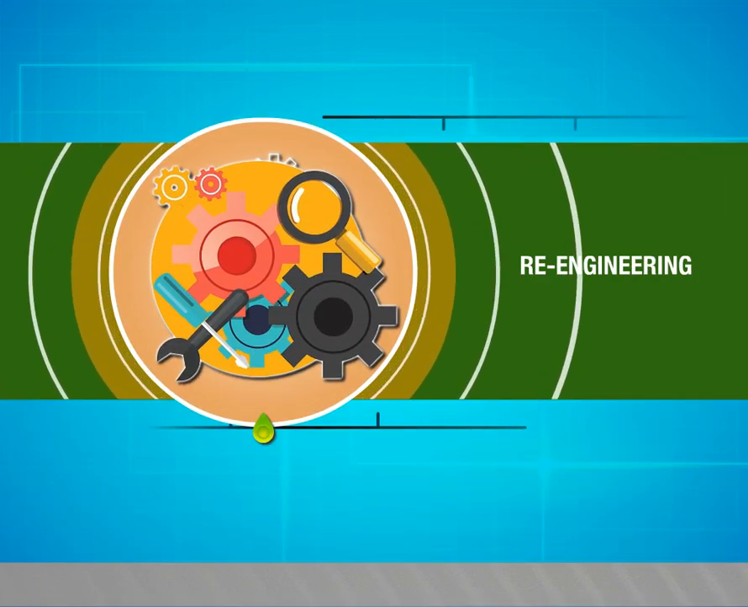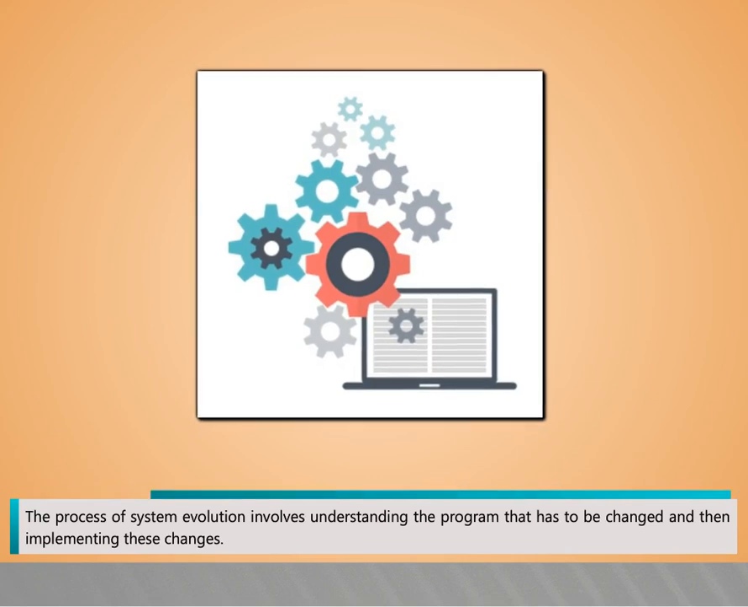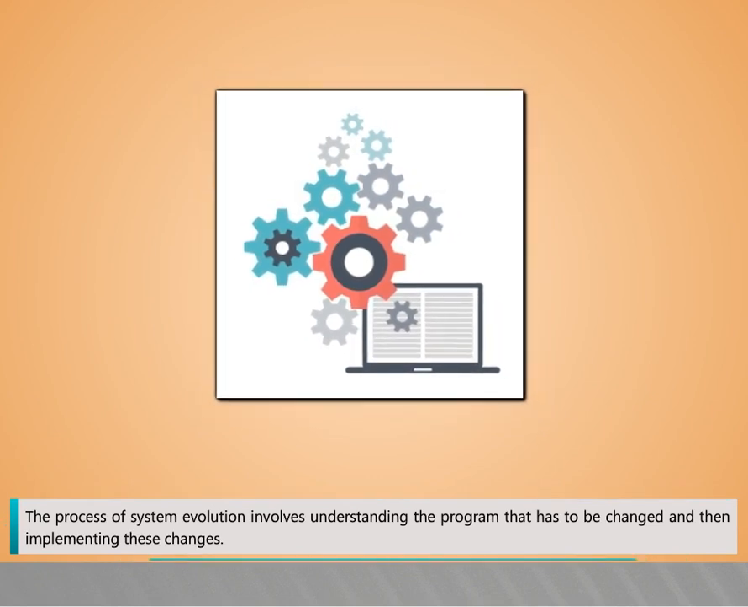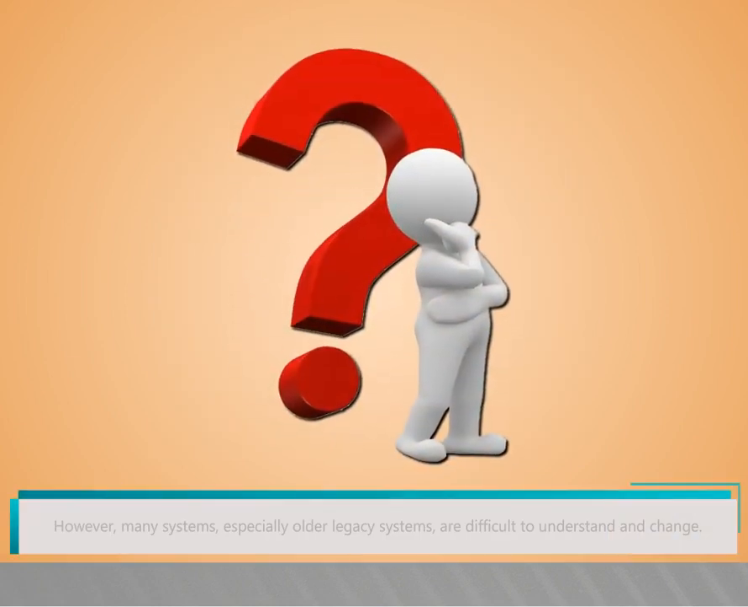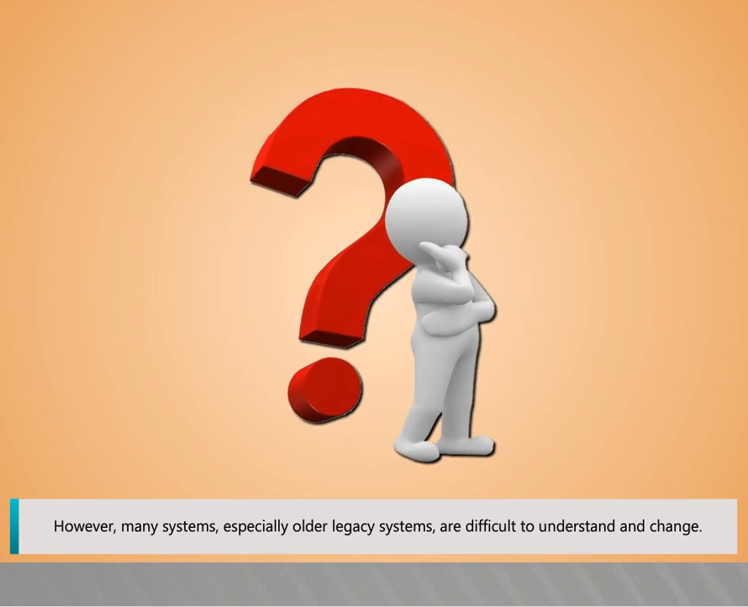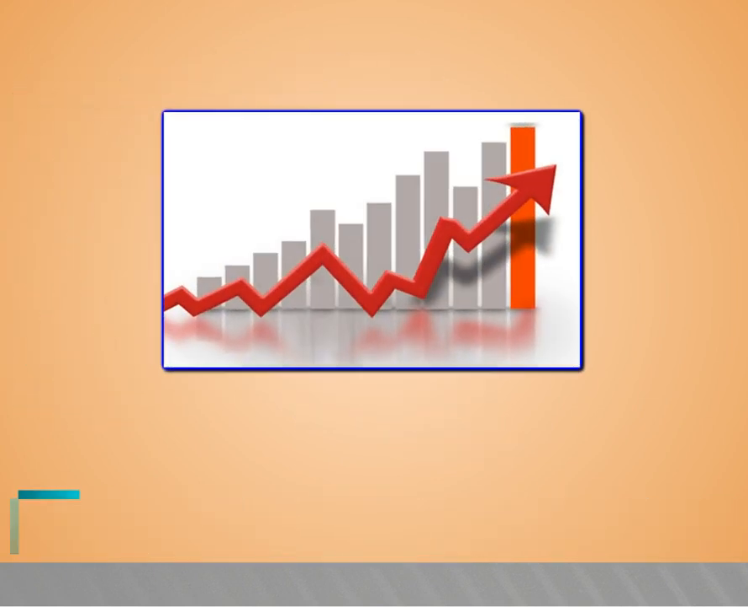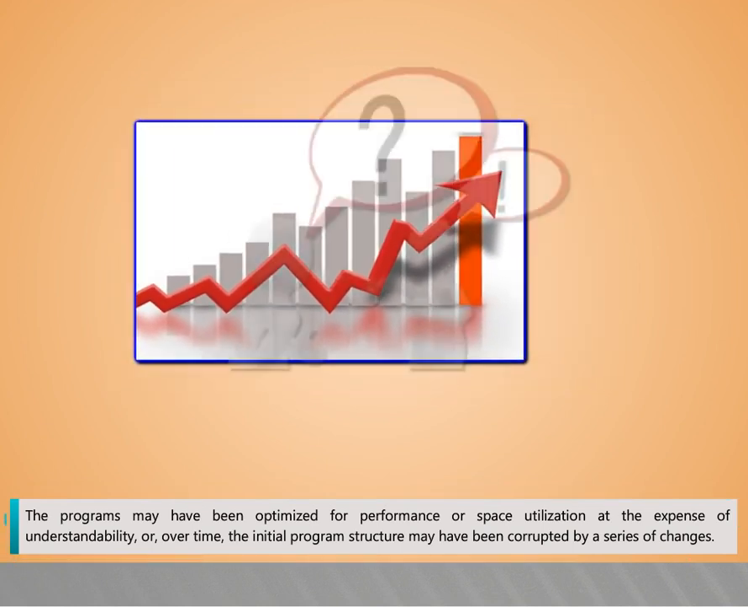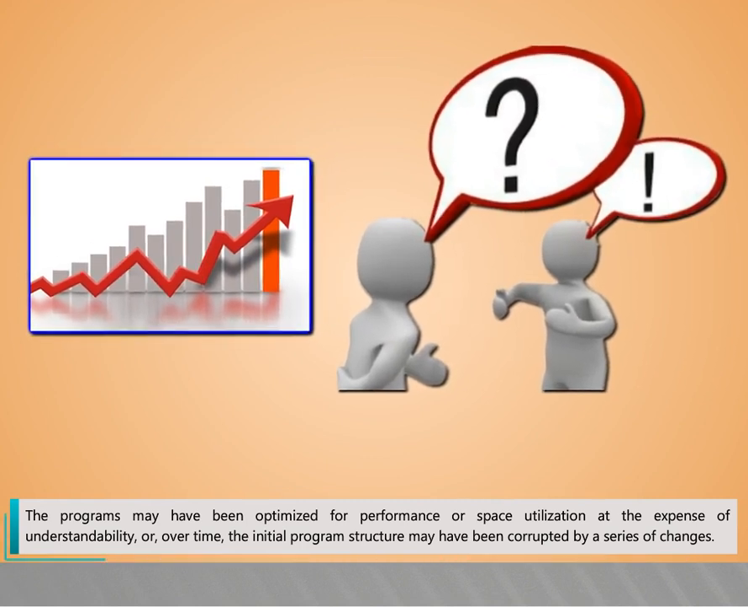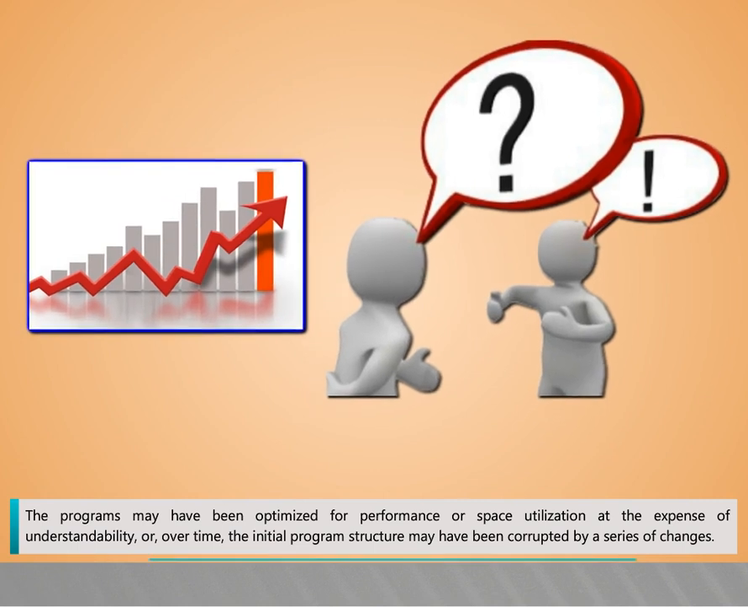Reengineering. In this video, we are going to see about reengineering. The process of system evolution involves understanding the program that has to be changed and then implementing these changes. However, many systems, especially older legacy systems, are difficult to understand and change. The programs may have been optimized for performance or space utilization at the expense of understandability, or over time, the initial program structure may have been corrupted by a series of changes.